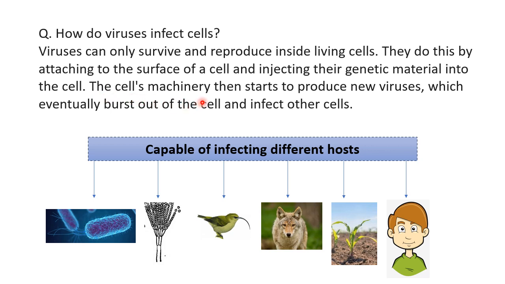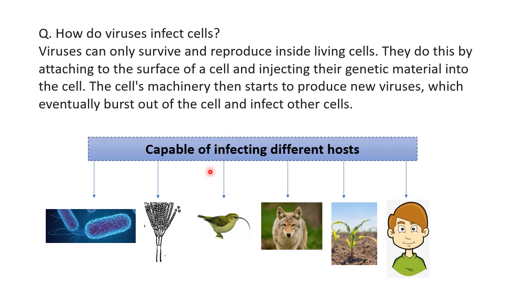Now the cell's machinery starts to produce new viruses. As a foreign DNA has entered the host cell, that DNA starts replicating, then transcription, translation, everything happens, and new virus particles are produced. When the process is completed, the host cell eventually bursts, and these virus particles come out and infect other cells. So this is how the cycle continues in our environment.